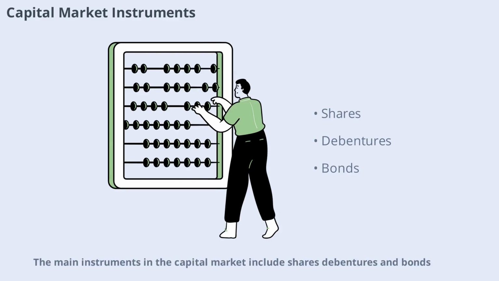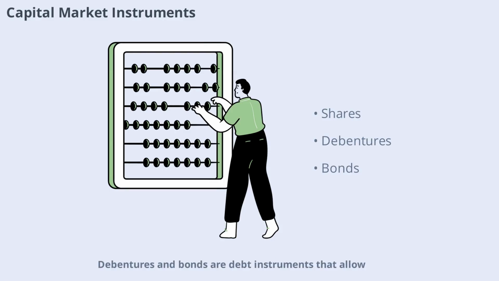Main instruments in the capital market include shares, debentures, and bonds. Shares represent ownership in a company and are divided into equity and preference shares. Debentures and bonds are debt instruments that allow companies and governments to raise funds for long-term projects. Each instrument has its own risk and return profile.